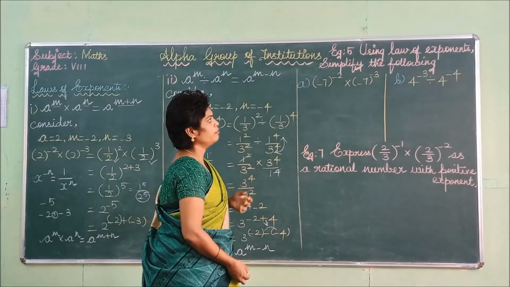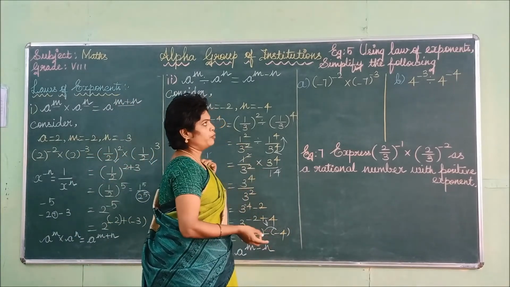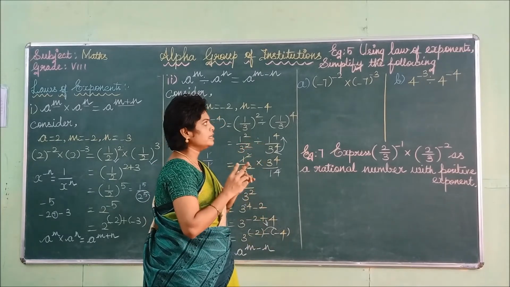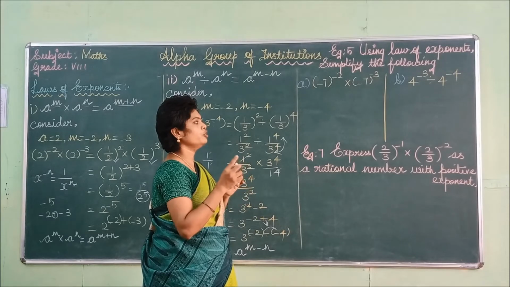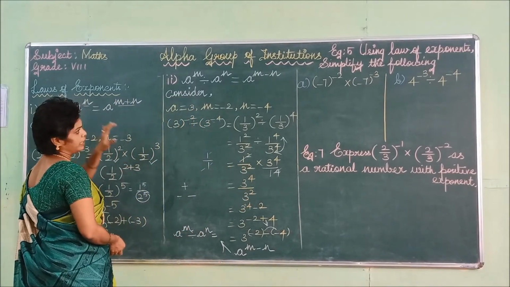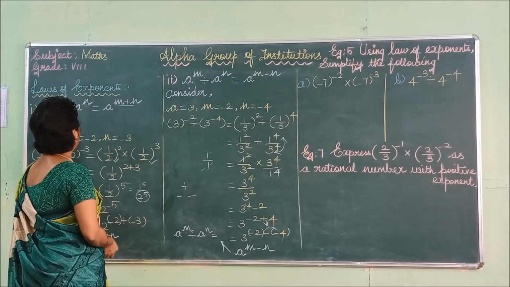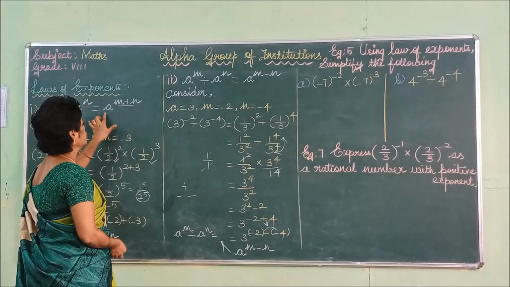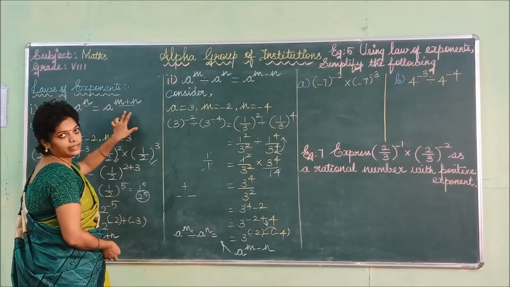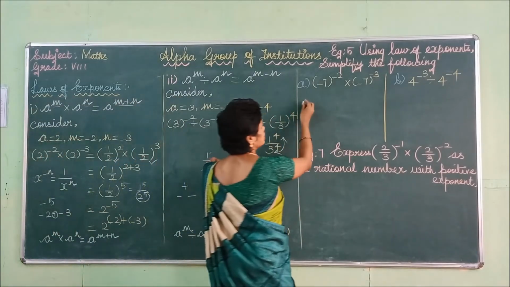So our example number 5. Using law of exponents, simplify the following. So first question is what? Minus 7 power minus 2 into minus 7 power minus 3. Using the first law, we can do that problem. A to the power m into a to the power n, which is equal to a to the power m plus n. So both the bases are same, you can add the powers. So here the bases are same.